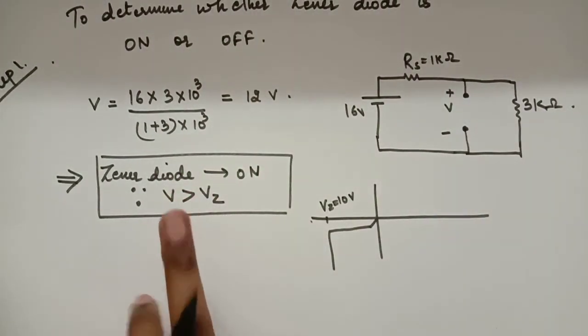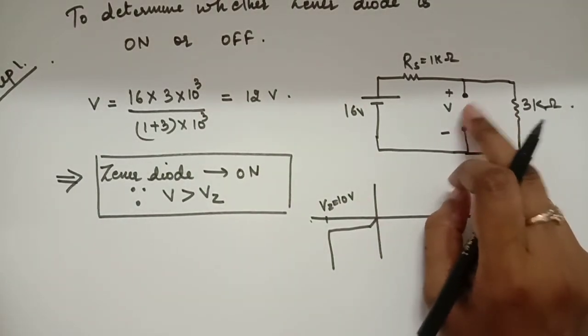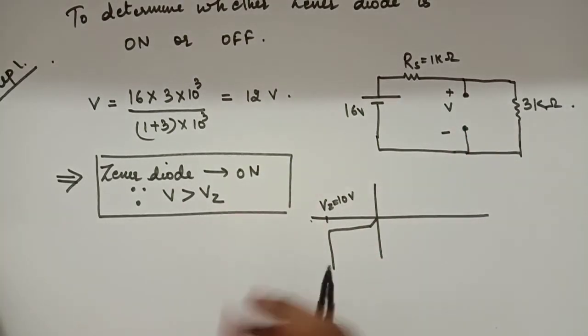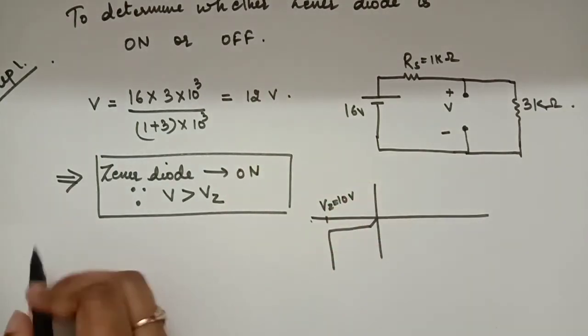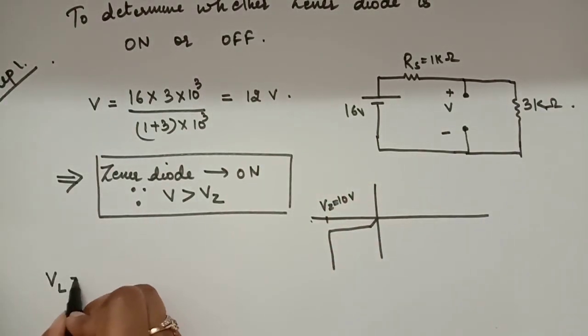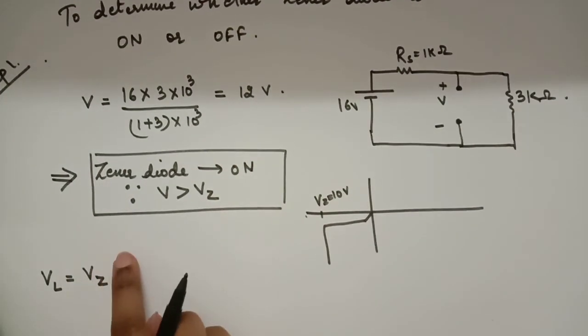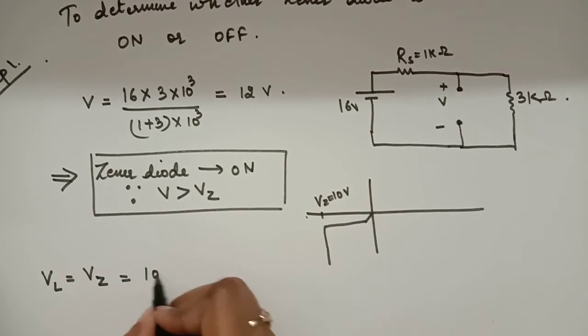Now remember one thing. Now the diode has come over here. That means the diode exists. And when the diode exists, now it doesn't matter that V has come out to be 12 volt. VL, we all know that VL is equal to Vz. Vz has come into the light because now the diode exists. And thus it will be 10 volt.